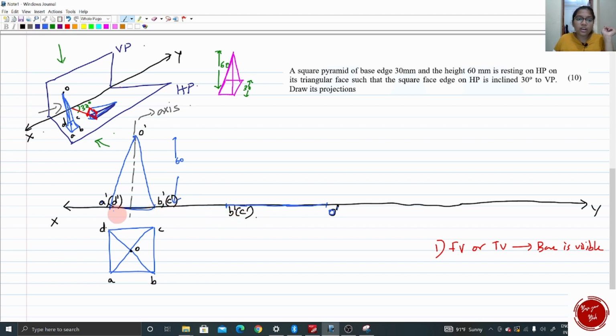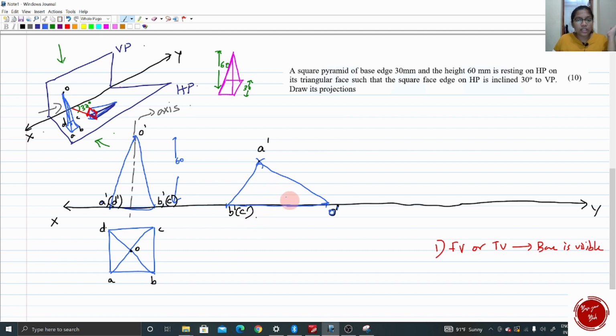Now cut an arc of radius B dash A dash and another arc from O dash of length A dash O dash. The joining point will be the A dash. This point is A dash. Connect it down. So now your pyramid has moved its position with its triangular face touching on HP.